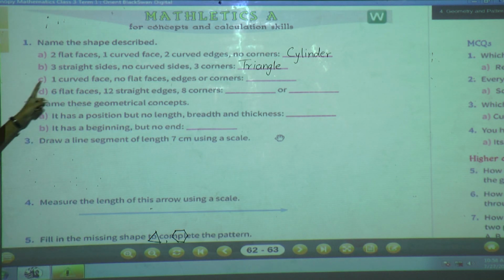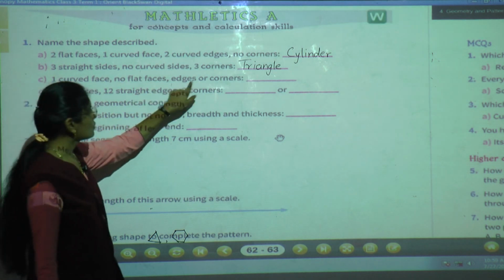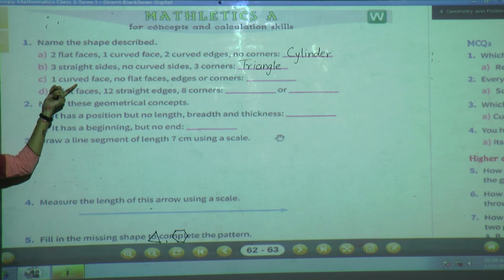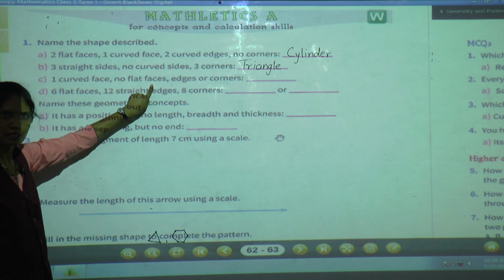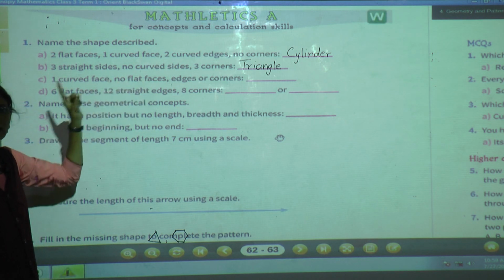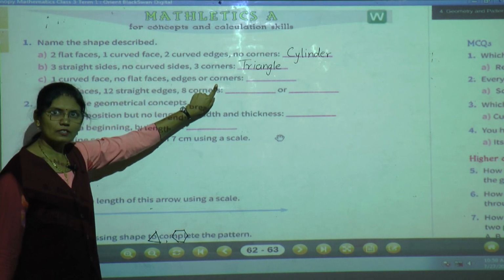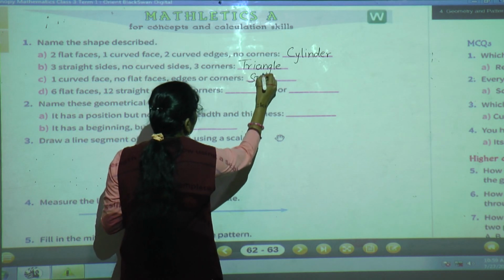Next, a curved face, no flat faces, edges or corners. Think about this shape. It has only one curved face, but it has no flat faces, no edges and no corners. So which shape is it? It is a sphere. Yes.